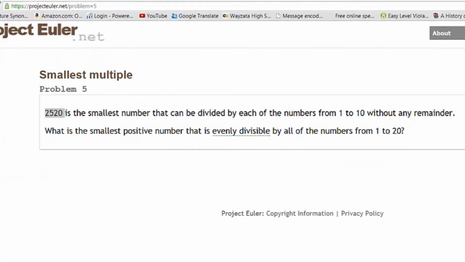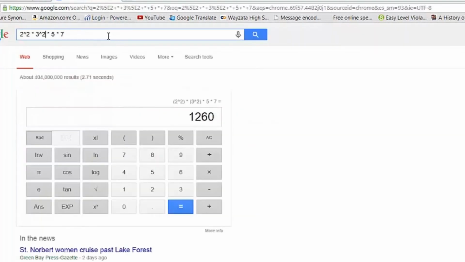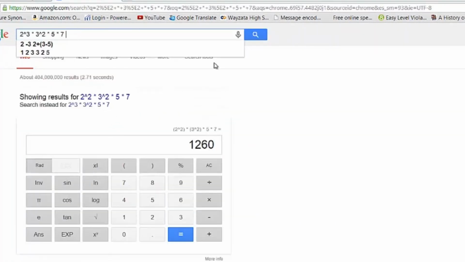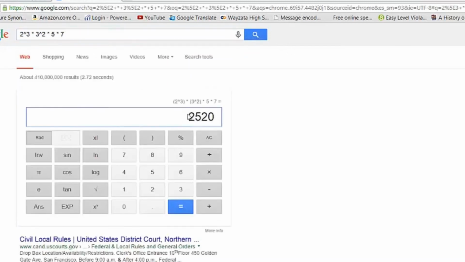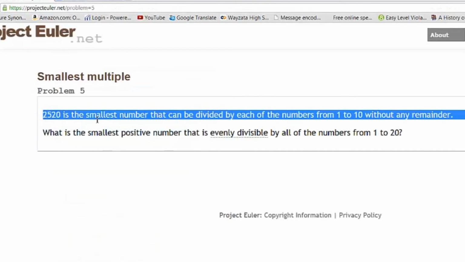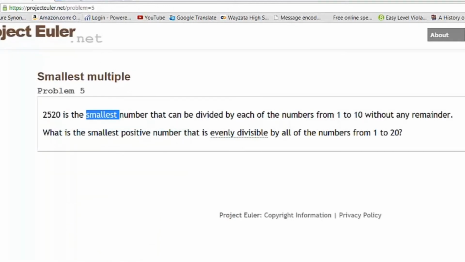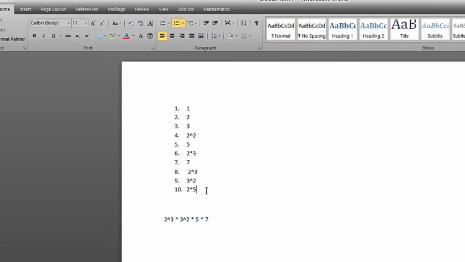Typically I'd use a calculator for this, but since I already have it in text form, I'll just go to Google and plop it in their search engine. That's when I did it before and it didn't work, but hopefully this time it'll work. Okay, so it gives us this value, which is, thank God, the value that Project Euler printed out. So that's cool.